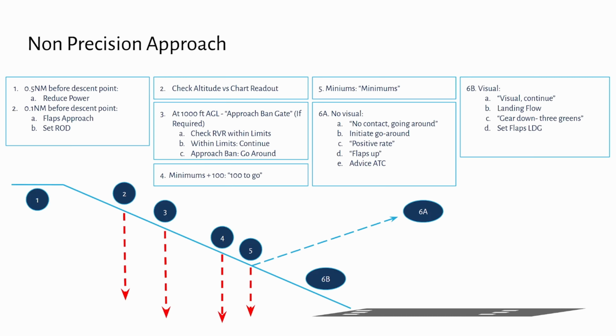If we are not visual with the runway, then we're going to say no contact, going around. We're going to go full power and initiate a go around. Once we've got a positive rate, we're going to raise our flaps and then advise ATC and follow the missed approach. If we are visual with the runway, we're going to say visual, continue. We're going to complete our landing flow by putting our flaps down, and we're going to go runway clear, gear is down, flap set, approach stable.